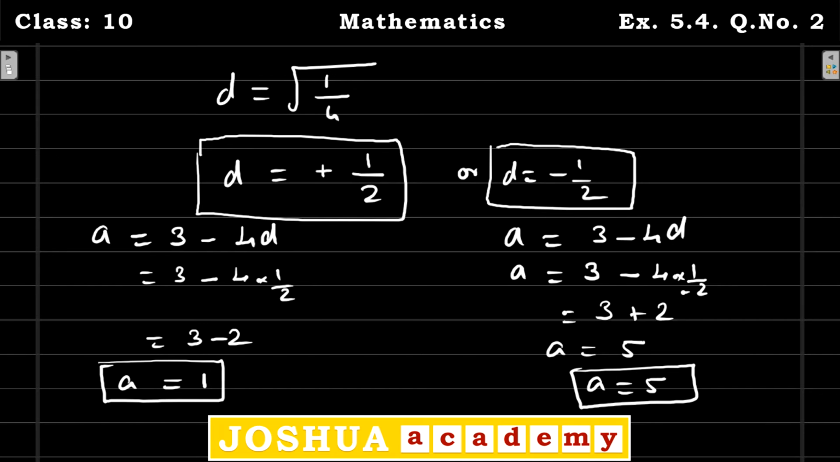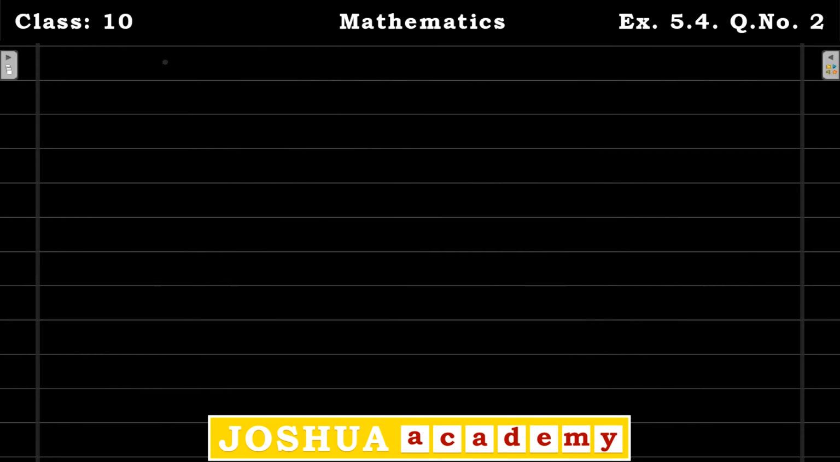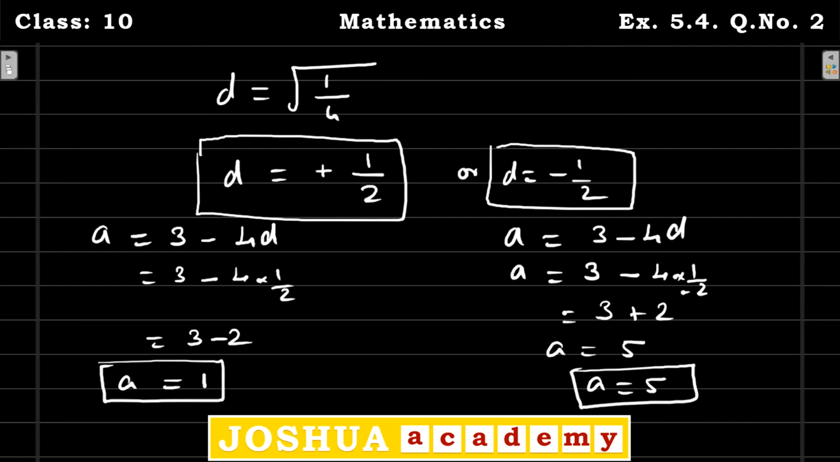So in this case, what do we have to find? We are going to find the sum of the 16th term. I know the value of a, I know the value of d, and I know the value of n. Then I can find the value of Sn by applying the formula: Sn is equal to n upon 2 times 2a plus n minus 1 times d. Okay, and we got two different values for a and d.